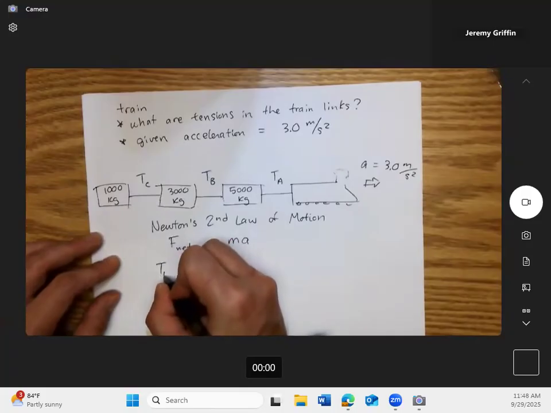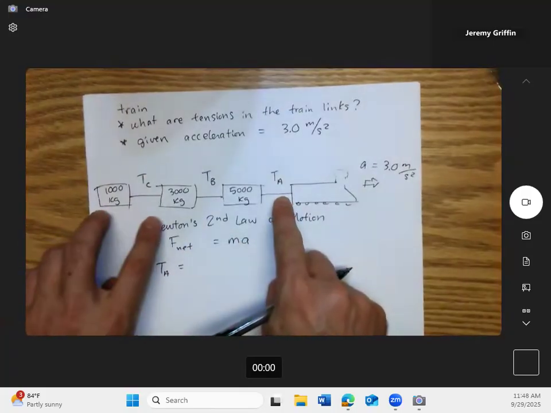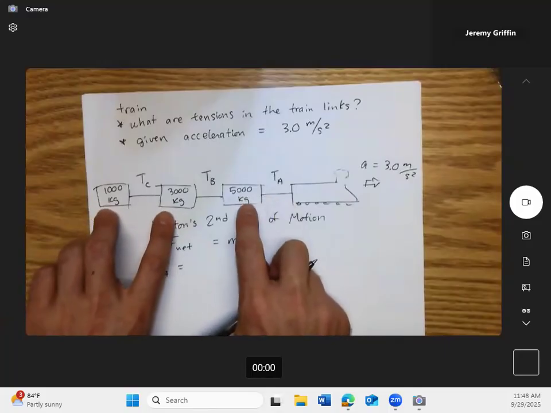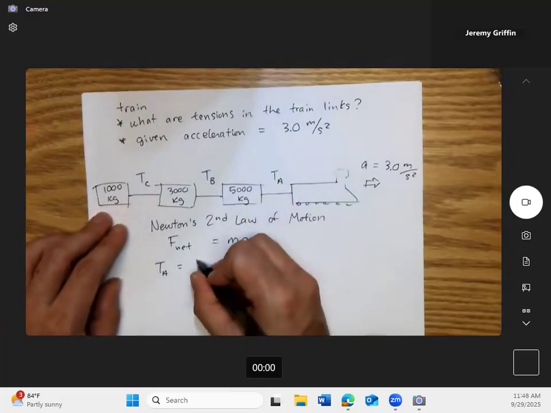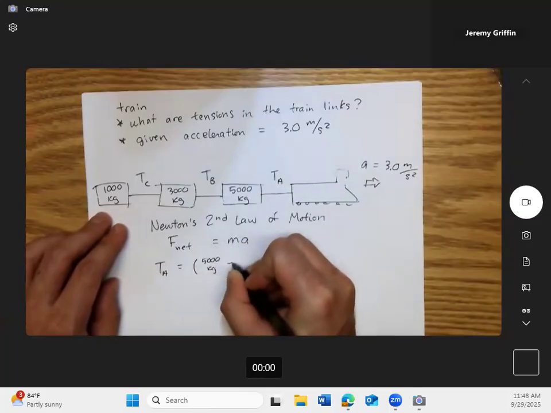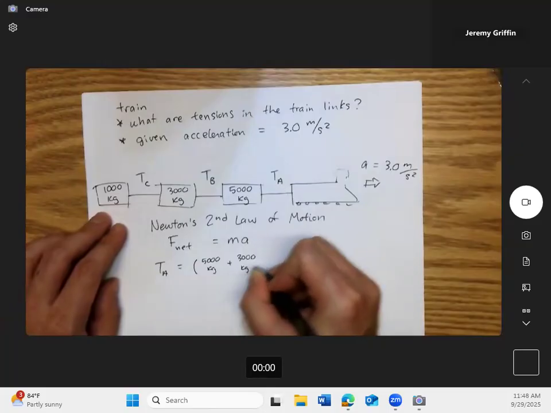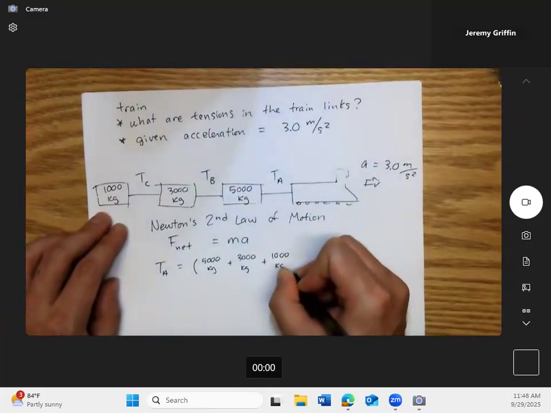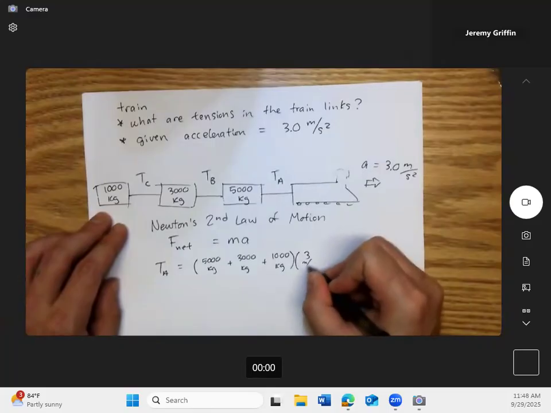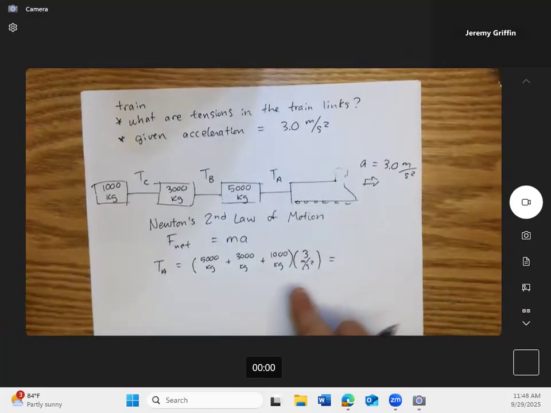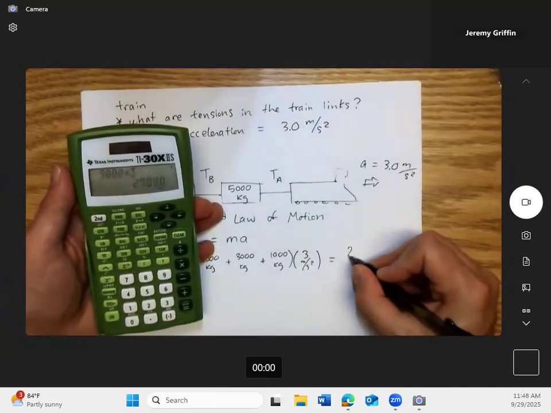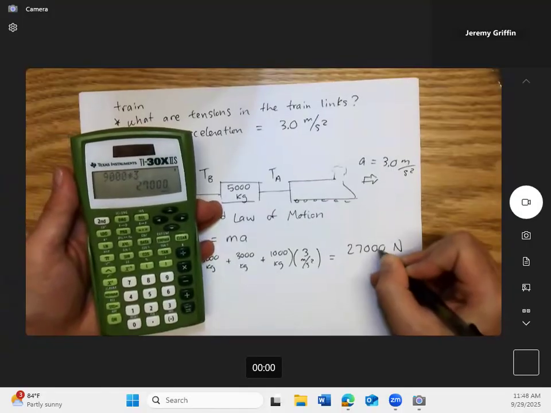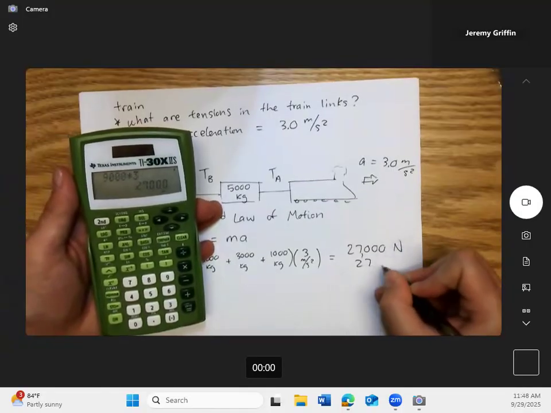So, tension A. Doesn't this tension A have to pull all these parts behind it? Yes. And we'll say these are on frictionless wheels. So that's the sum of the masses, 5,000 kg plus 3,000 kg plus 1,000 kg, accelerating at 3 meters per second squared. So 9,000 times 3 is 27,000 newtons. Could you also call that 27 kilonewtons?